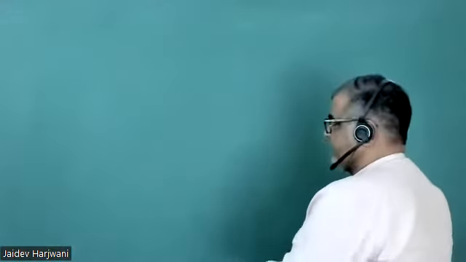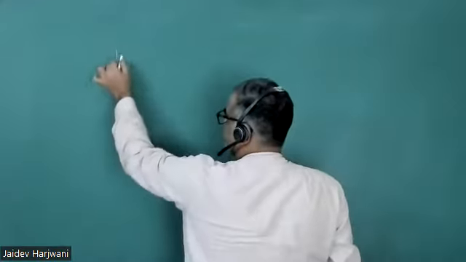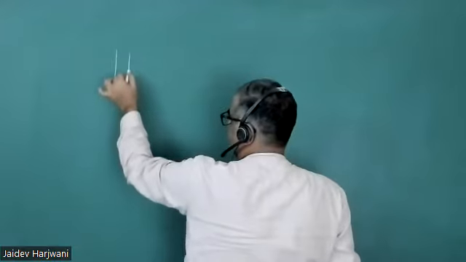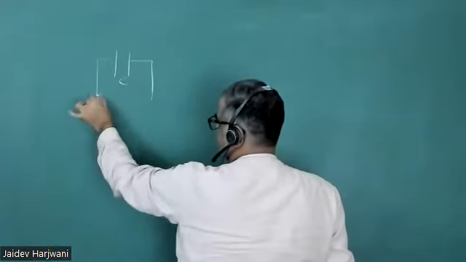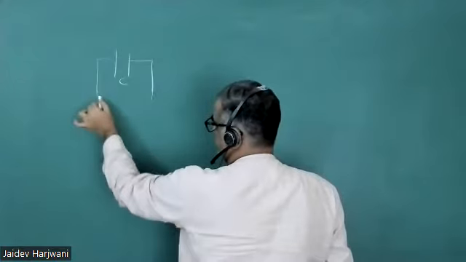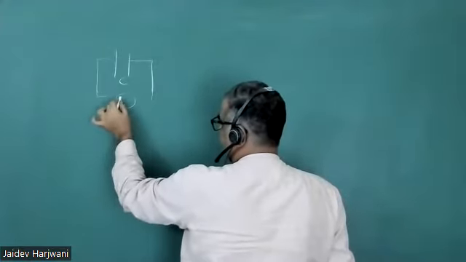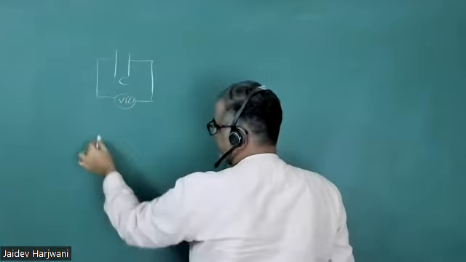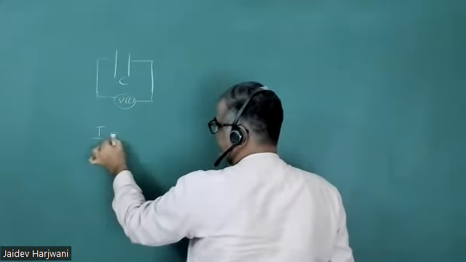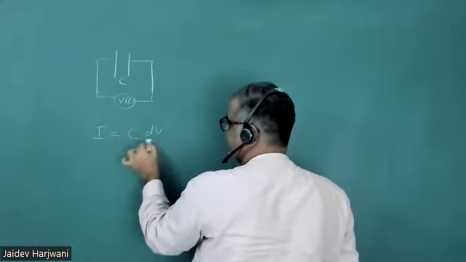Yesterday, when I say that I have a capacitor C, and I'm applying a voltage, I can apply it in two ways. One thing I can apply is a variable, time-dependent voltage. Then the current in the capacitor is given by C dV by dt.